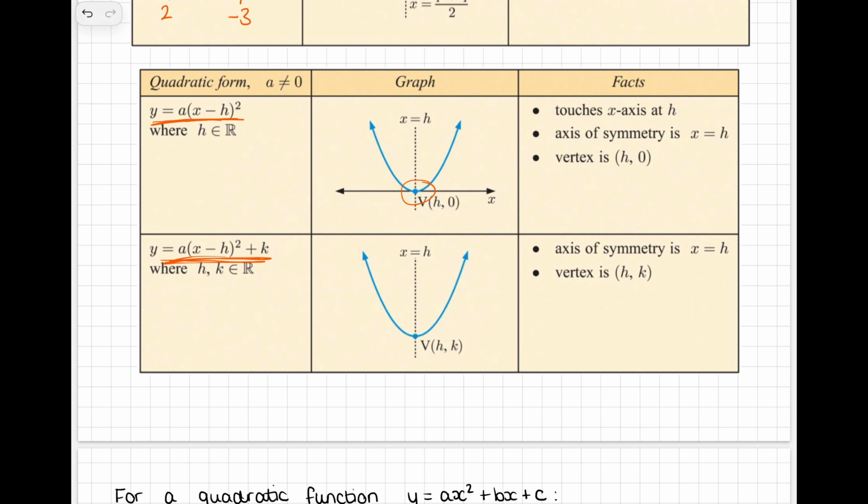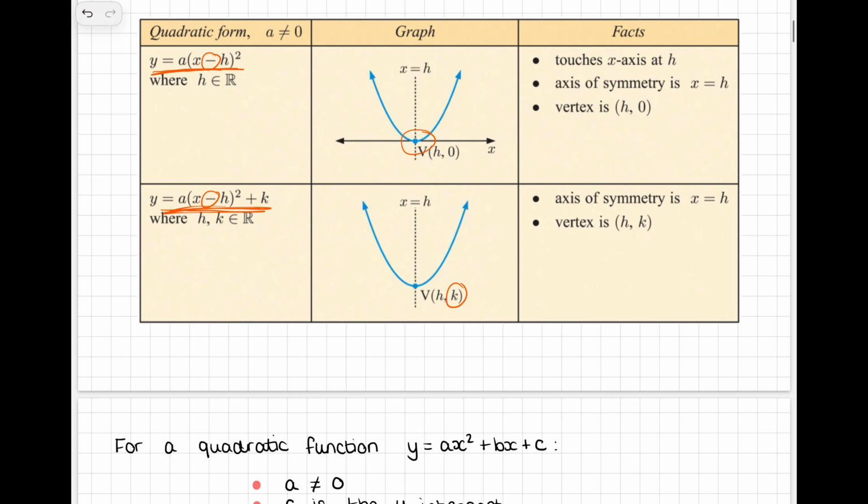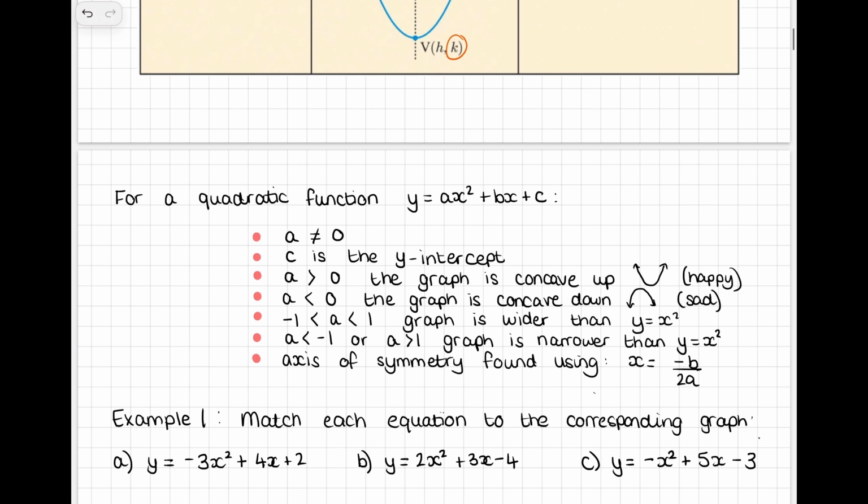Now if we add a k on the end, what that does is that will actually move our graph up or down vertically. It's called a translation. We'll talk about that later on in this topic. It is a translation of k. So in this situation, our axis of symmetry is still the h value. Once again, note that it is minus h in the brackets. And the y-coordinate of the vertex is the k value that we add on to the end. So the vertex is at (h, k), so we can get that vertex straight from the equation itself if it's in this form.